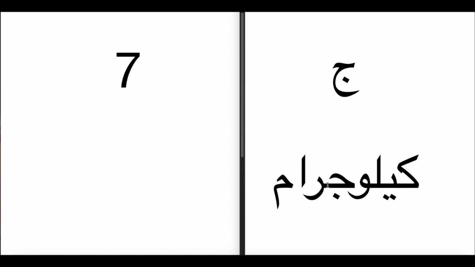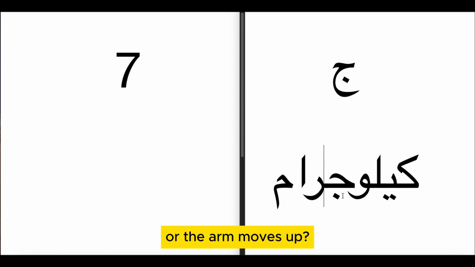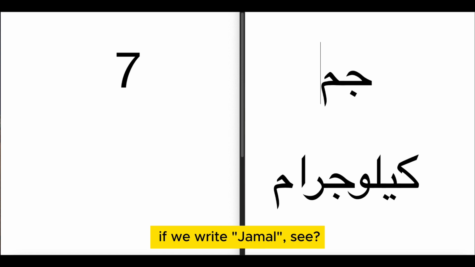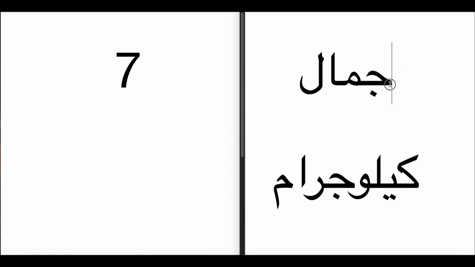See? Of course, we will talk about this in a detailed video about how letters connect to each other. But see how the tail or the arm moves up? It was here and then it moved up and connected to the letter after it. Here's how it connects when it comes at the beginning of the word, okay? Like for example, if we write Jamal, see?